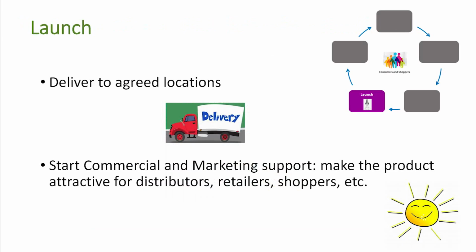The next step that we are going to be looking at is the launch, the actual launch. You have now produced your product; it is ready after production. Now you want to launch it. To launch it means you want to make it public. You want to sell it. You want to send it to distributors. So what are you going to do first? You need to deliver it to the agreed location. Why did I put this agreed location?